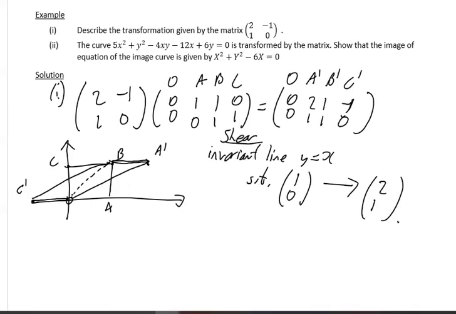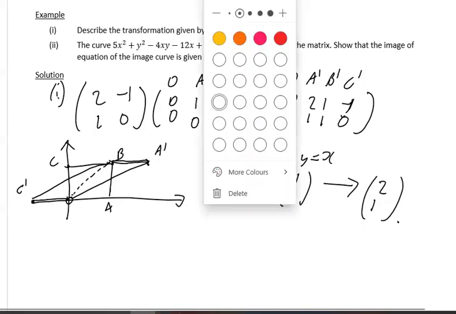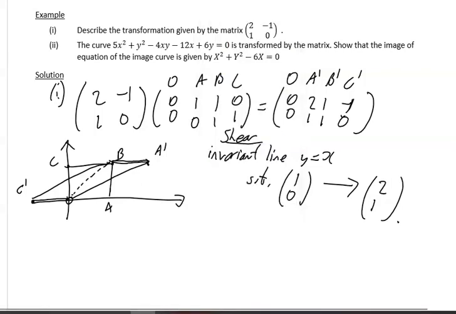Okay, on to part 2. The curve 5x squared plus y squared minus 4xy minus 12x plus 6y equals 0 is transformed by the matrix. Show that the equation of the image curve is given by x squared plus y squared minus 6x equals 0. So the first thing we've got to do here is get rid of that thing.